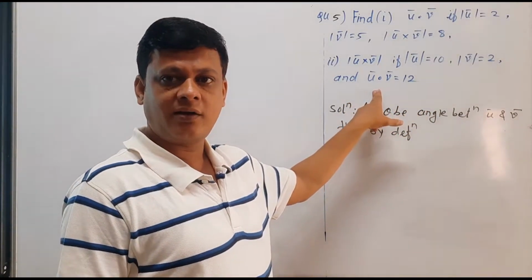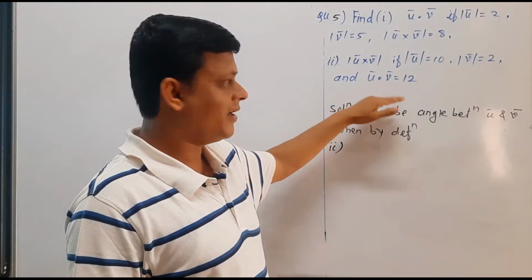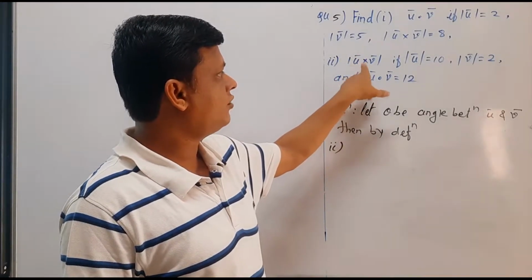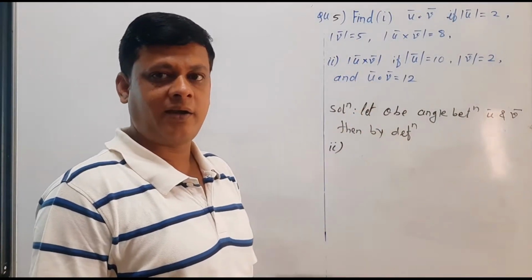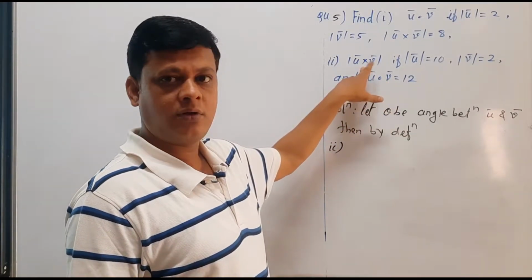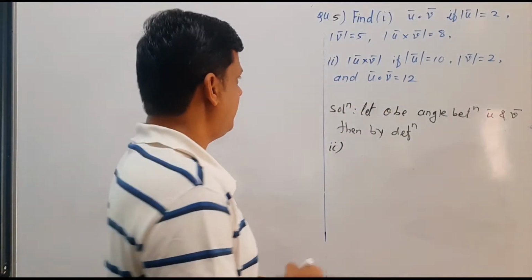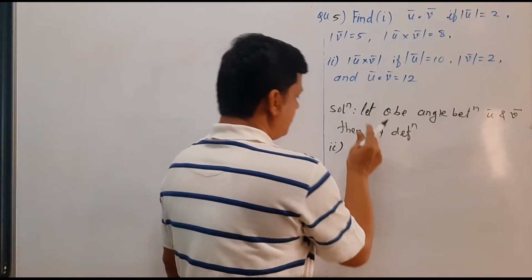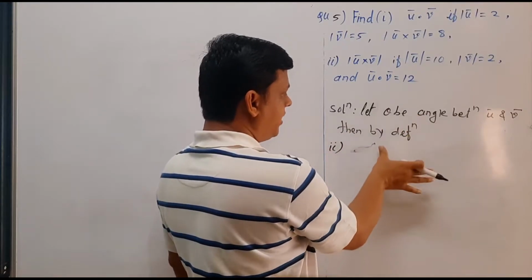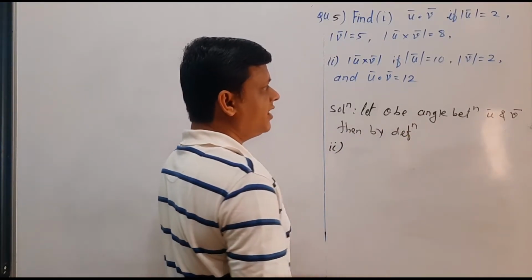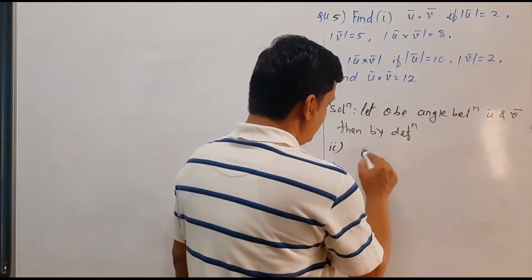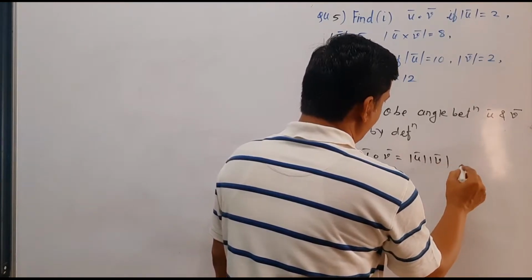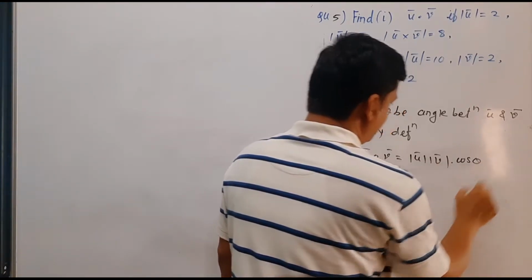That means here the dot product is provided. So by using the definition of dot product we have to calculate the value of the magnitude of the cross product. So first we have to find the cross product u bar cross v bar. So we use the definition of dot product here first. Let theta be the angle between u bar and v bar. Then by definition of dot product, u bar dot v bar is equal to magnitude of u bar, magnitude of v bar into cos theta.